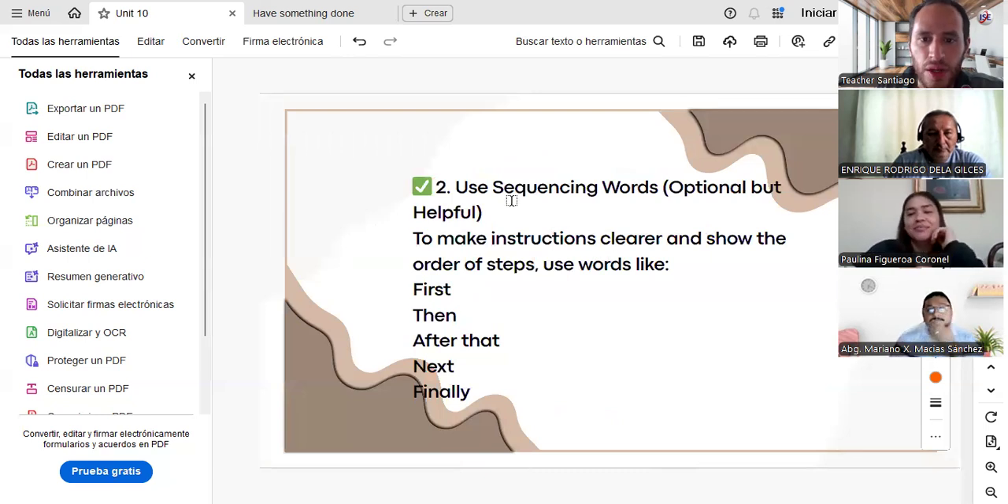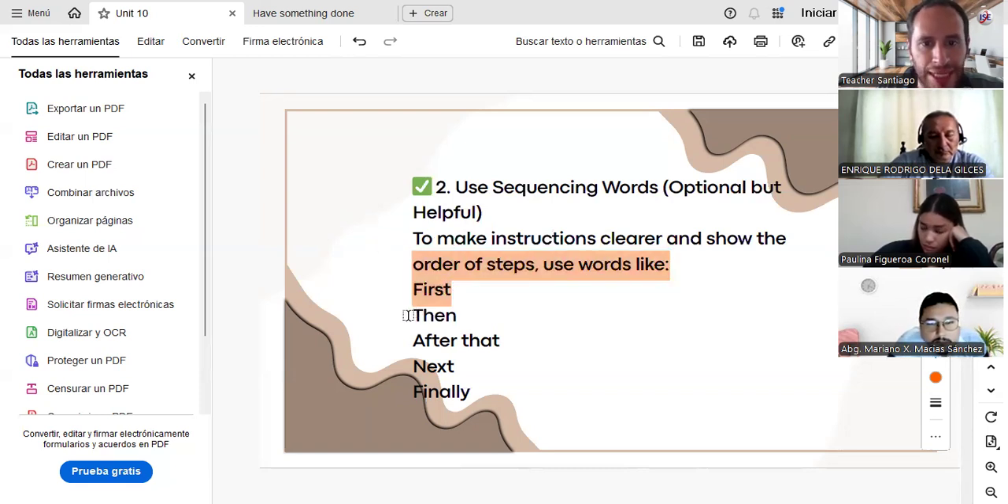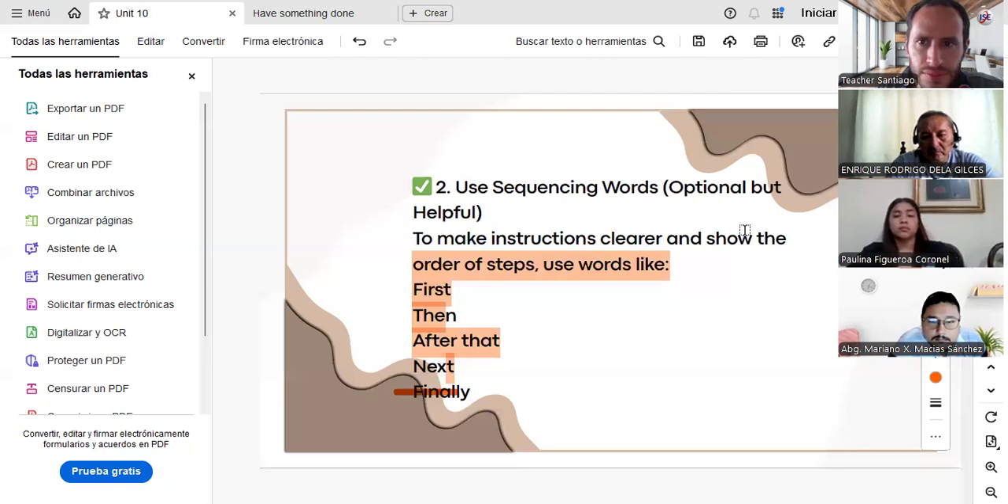So let's continue. Okay, use sequence words. Optional but helpful. It's not mandatory, but this helps to be clear with the instruction. To make instruction clearer and show the order of the steps, use words like first, then, after that, next, and finally, right? These words help us to be clear with the instructions. So first of all, chop the onions, then boil the water. After that, add the eggs, and finally mix well, right? This makes the instruction we are giving easy to understand. So far, so good, my dear students.